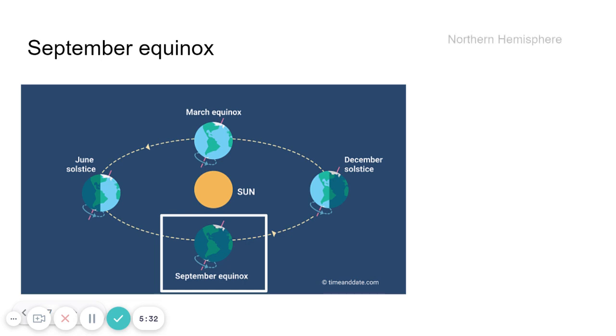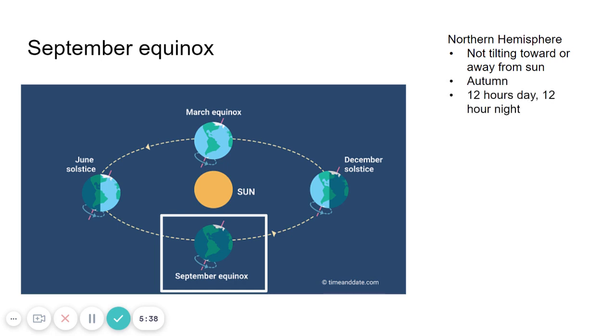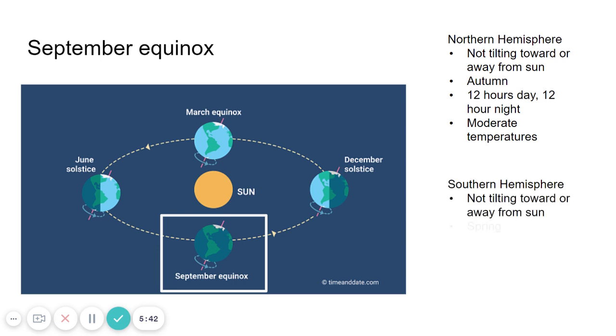And then the last season is the September equinox. For us, we're not tilting towards or away. This is our fall: 12 hours of day, 12 hours of night, moderate temperatures. But in the southern hemisphere, it's spring. And so once again, if you're like, okay, I know that these are equinoxes, but how do I know which hemisphere is which season? Look at what comes before it. Here in the northern hemisphere, it's summer.